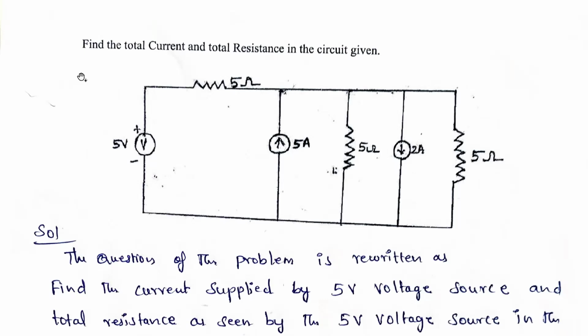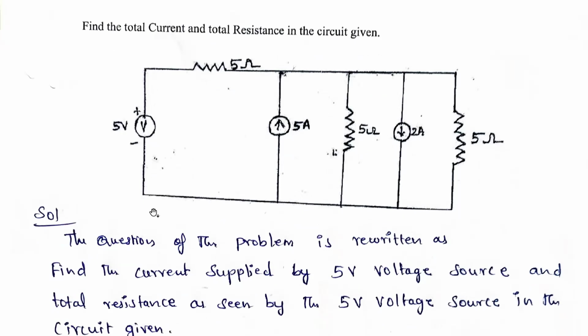But here the question formation itself is wrong. They should not ask what is the total current and resistance. With respect to what, that they need to ask. So here I'm reframing this question.